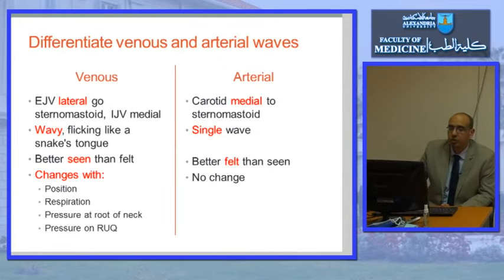It is also important to differentiate between venous and arterial pulsations. Venous pulsations are usually lateral to the sternomastoid muscle, while arterial pulsations are medial to the sternomastoid muscle. Venous pulsations in the neck veins are usually wavy, as we described before, while arterial pulsation is a single wave. Venous pulsations are better seen, but arterial pulsations are better felt. Venous pulsations change with position and respiration, or pressing the root of the neck, or pressure on the right upper quadrant, as we will describe. But arterial pulsation will not be affected by any of these.